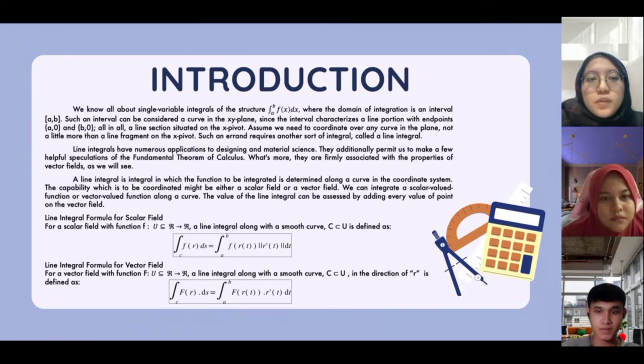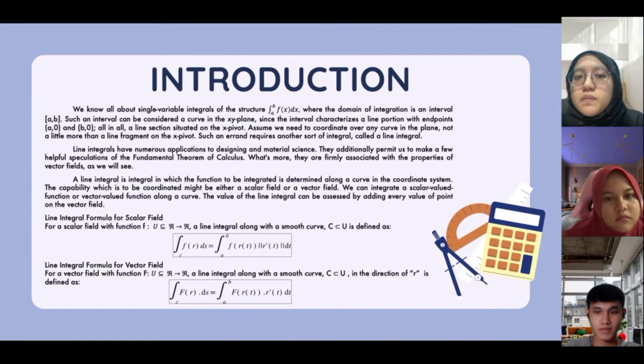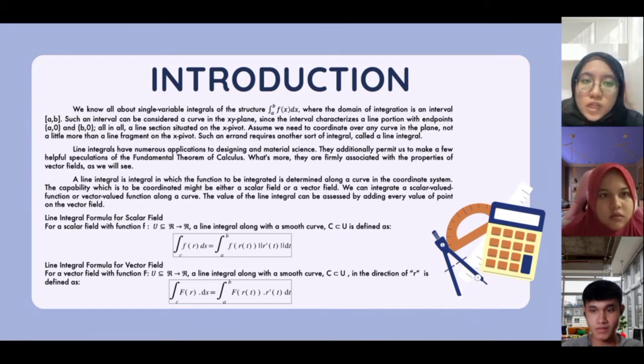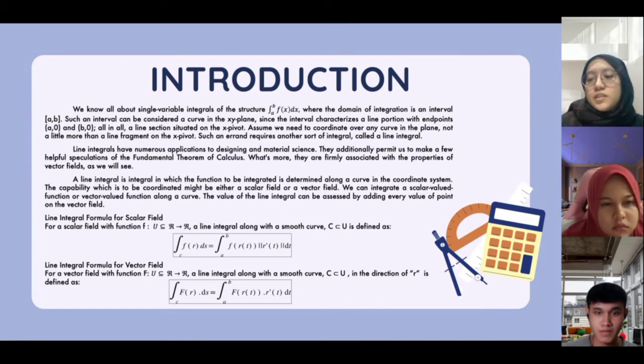So the function to be integrated might be either a scalar field or a vector field. So we can integrate a scalar valued function or a vector valued function along a curve. The value of the line integral can be obtained by adding every value at each point on the vector field. As you can see, the line integral formulas for scalar field and vector field are as shown in the slide.